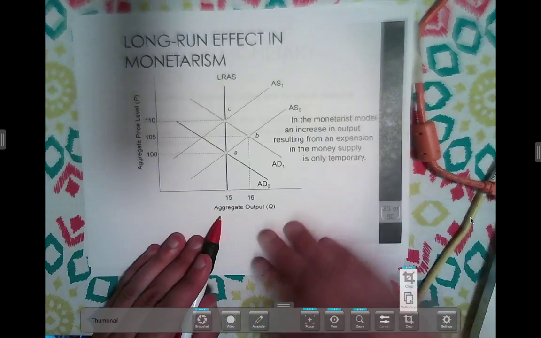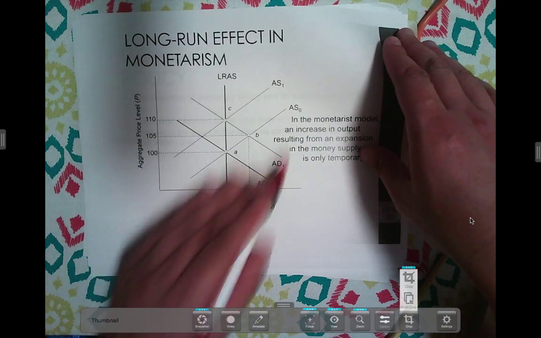Again, let's skip this graph just because we didn't really talk about these in greater detail.